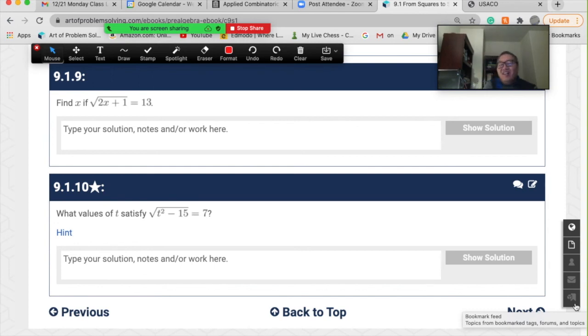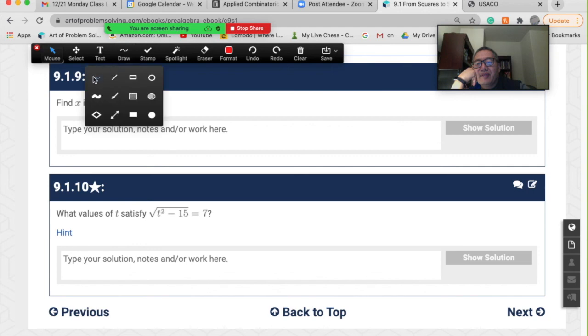Okay, so now let's try to solve a problem here. Can you solve 9.1.9? Can you solve this problem? Find x if root of 2x plus 1 equals 13.